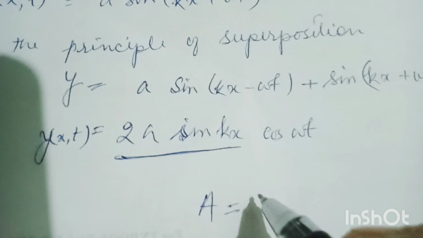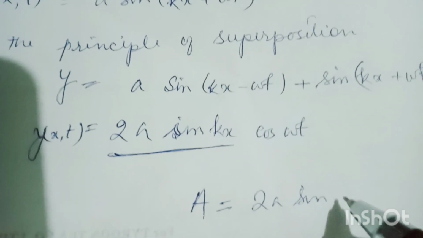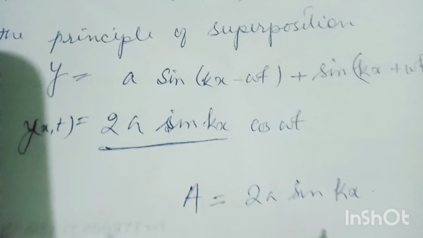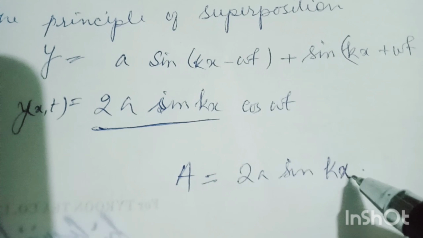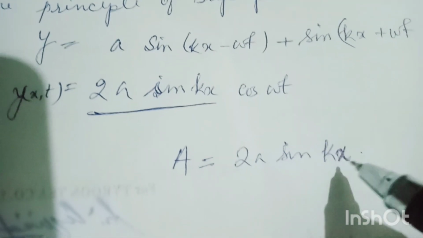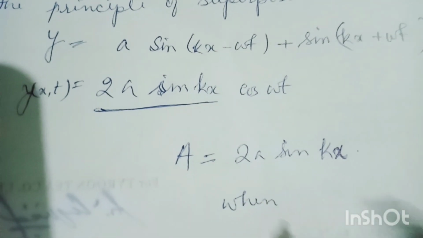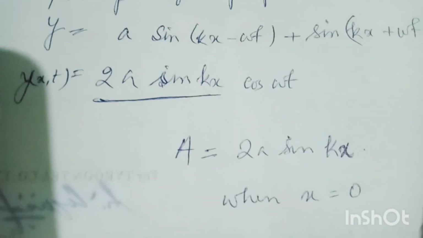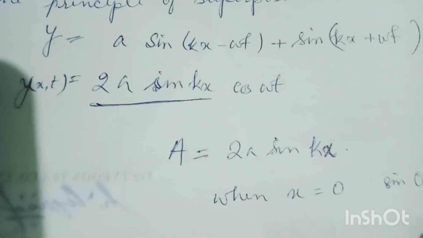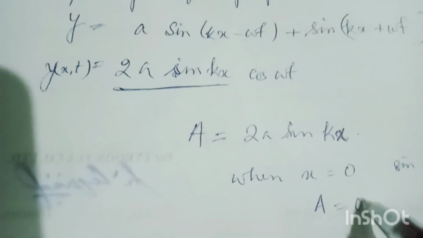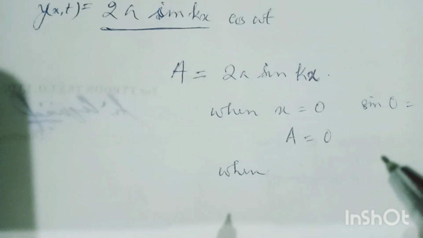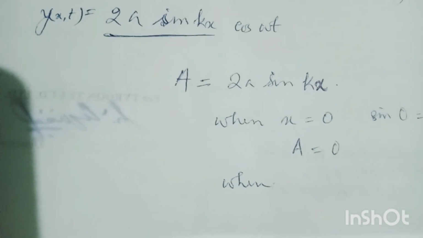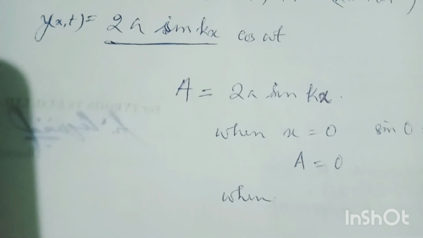That is, the amplitude is equal to 2a sin kx. Now the amplitude of the wave depends upon the displacement along the x-axis, or the value of x. When x is equal to 0, sin 0 is equal to 0, therefore the amplitude is equal to 0. And when x gets a value such that sine has its maximum value 1, then the amplitude will be maximum.